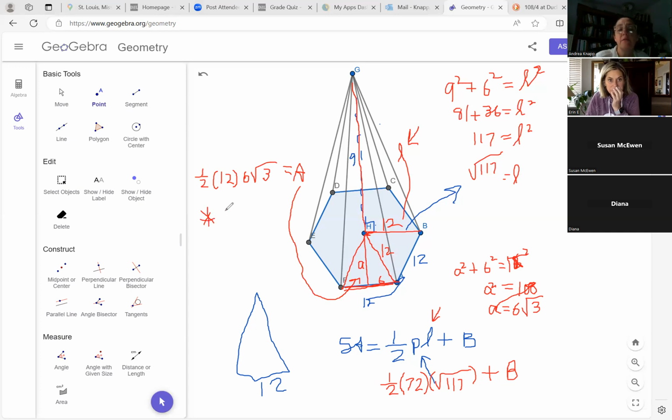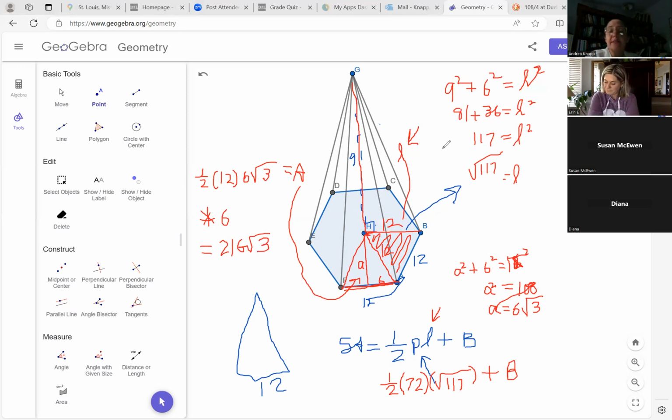I'm sorry, I'm not following on this part right here. I know half of 12 is 6, but then what do you do with that 6 square root 3? 6 times 6 is 36. So we have 36 root 3 is the area of one little triangle, but we got 6 of those little triangles. So we take 36 root 3 times 6, giving us a base area of 216 root 3.